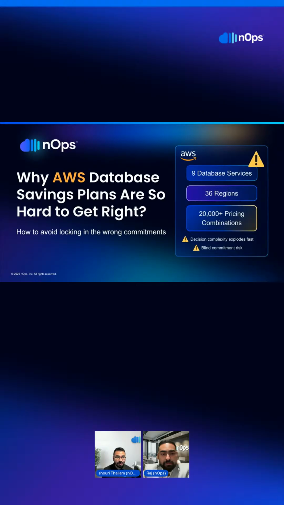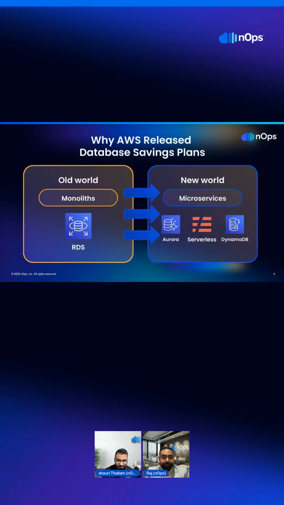And that's not the drama. We are already seeing this play out, and we have already seen a couple of customers using it and also getting locked into this mistake. And that's where we'll be talking more about this. So let's start with the obvious question, right? Raj, why do you think AWS even introduced this database savings plan?